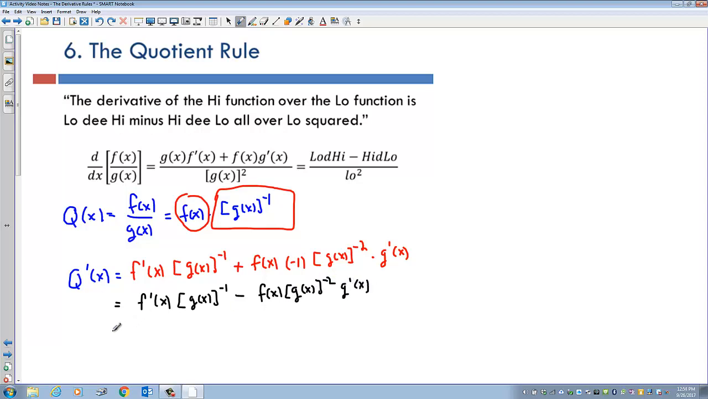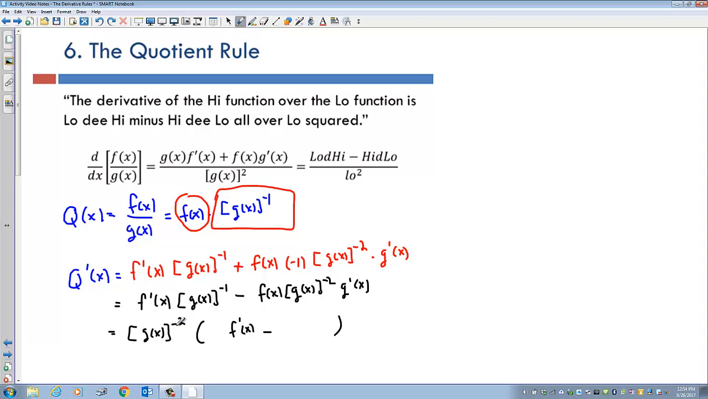And so now we want to factor out what they have in common. So you notice that they have a g of x in common. And remember the rules, you always factor out the lowest power. So negative 1 versus negative 2, we'll factor out the negative 2, because negative 2 is smaller than negative 1. Something minus something. So what goes here times this is that. And we need an f prime of x, so I'm going to write f prime of x here. And we need g of x to the negative 1.